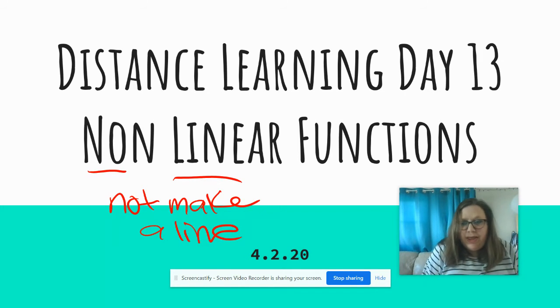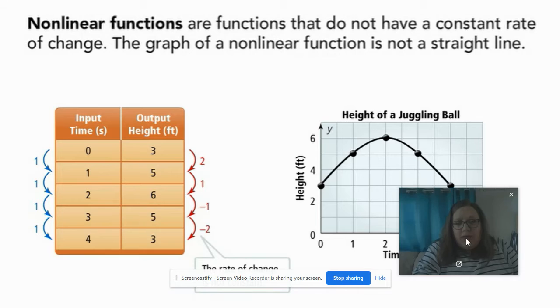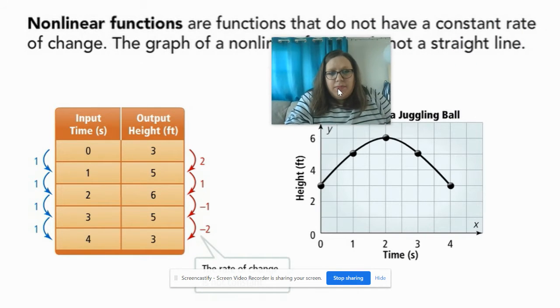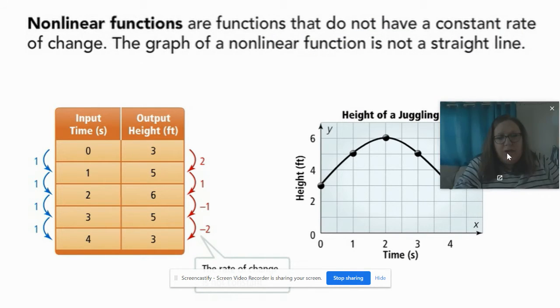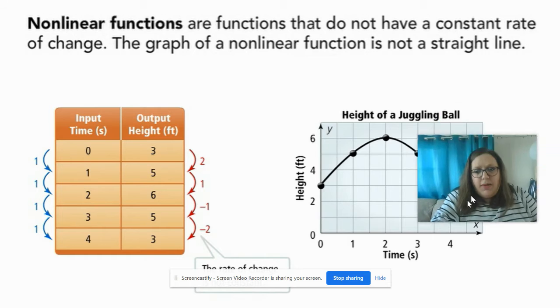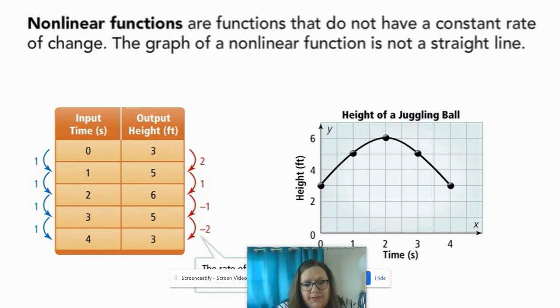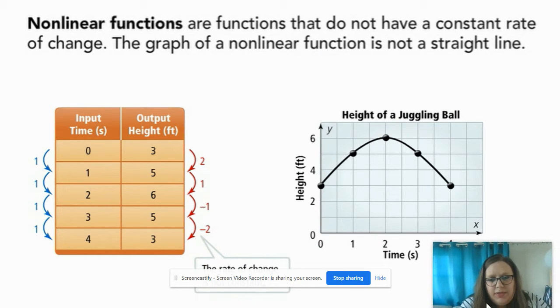As we talked about the other day, it just has to pass the vertical line test and have each input have one output, but that doesn't mean it makes a straight line. So there's two different types, linear and nonlinear. Today we're looking at nonlinear. As you can see here, nonlinear functions do not have a constant rate of change, and they do not make a straight line. I need to figure out where to put myself so you guys can see everything. All right, there we go.